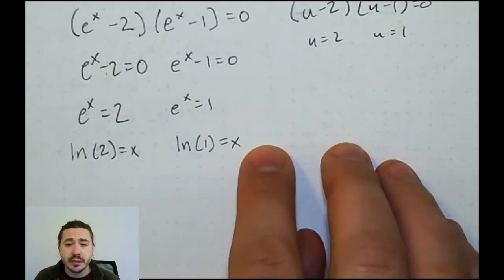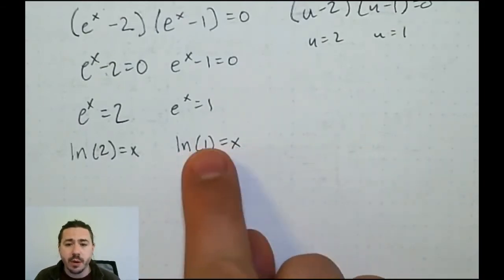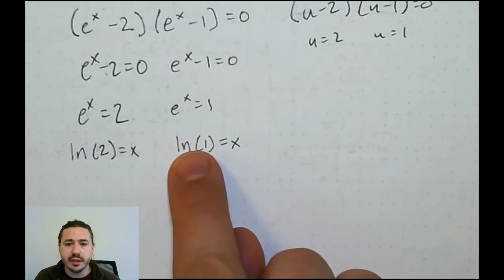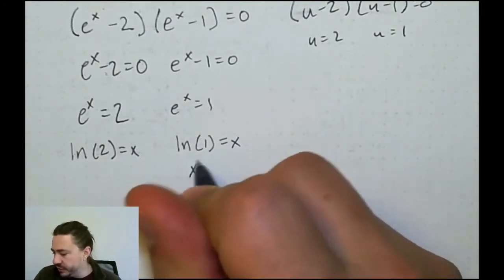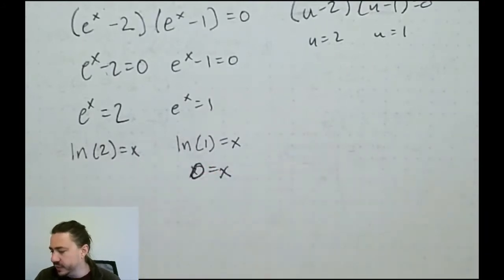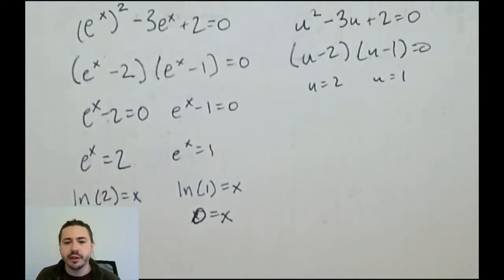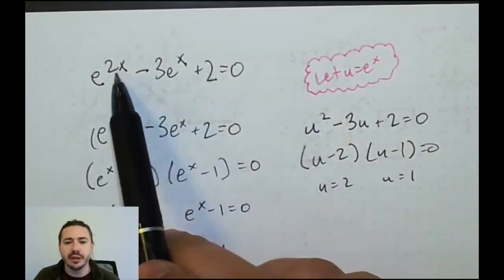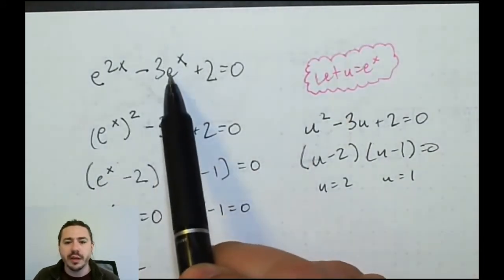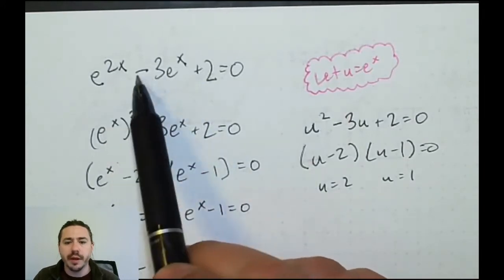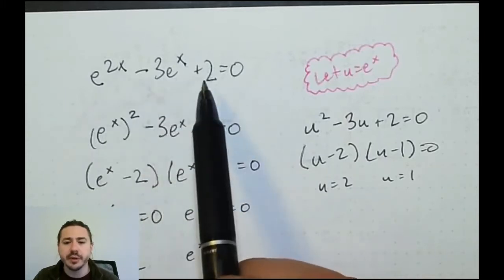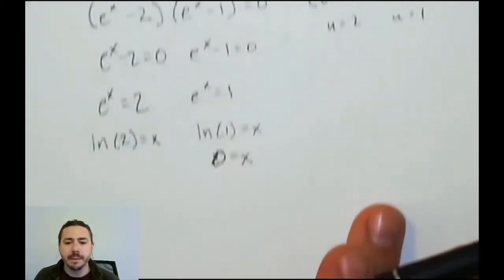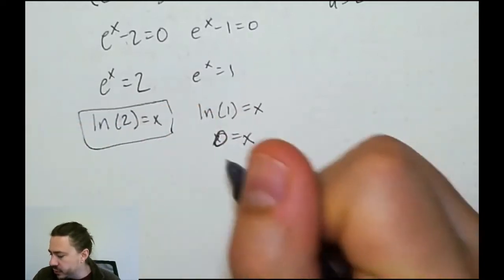One thing to notice here is that e to what power is 1? Well, e to the 0th power is 1. So this is just 0, so x could be 0 here. Let's make sure that actually checks out real quick. If I plug in 0 here, e to the 0 power is 1, e to the 0 power is 1, so you've got 1 minus 3 is negative 4. I'm sorry, 1 minus 3 is negative 2, plus 2 is 0, so that checks out. So here are our two solutions: natural log of 2 and 0.